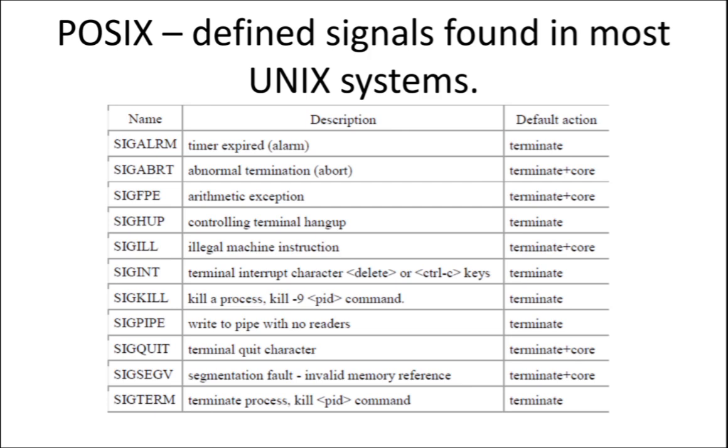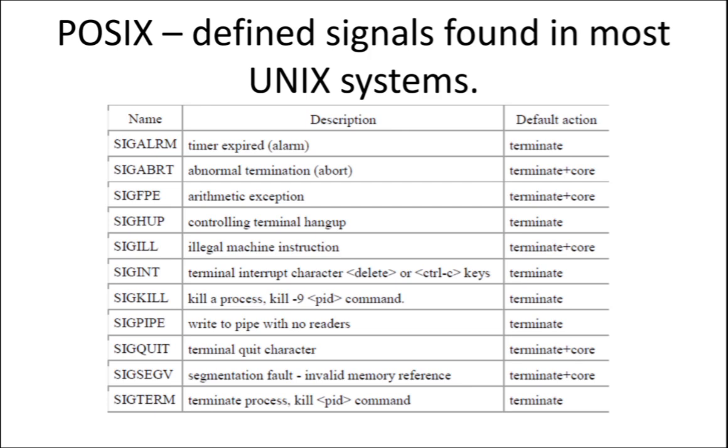Next, SIGABRT. When a process is aborted, that means abnormal termination. When a process is closed abnormally, you have to use a SIGABRT signal to tell the kernel that the process is terminated abnormally. How can you do that? By using a SIGABRT signal. What is the default action? Obviously it is going to terminate that process.